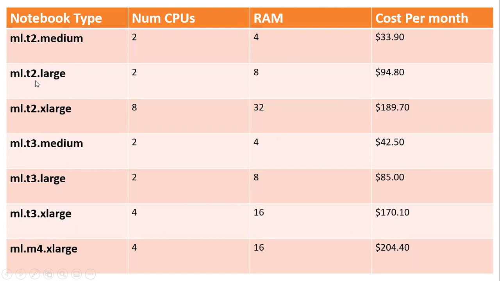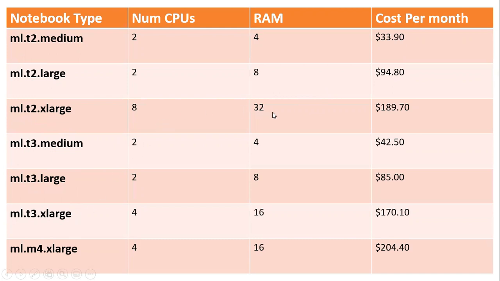You have another notebook type, which is called ml.t2.large. It comes with 2 CPUs and 8 GB RAM. The cost is obviously higher. It is $94.8. Like this, you have different instance types like ml.t2.xlarge, ml.t3.medium, ml.t3.large, so on and so forth.